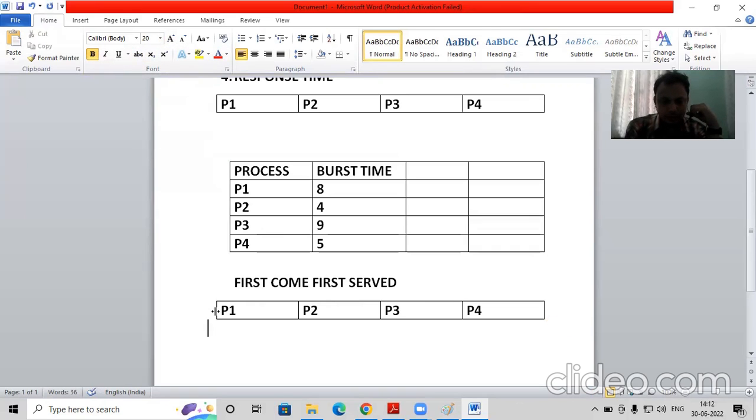If the time starts from 0, then P1 takes a total of 8 milliseconds. Now P2 will take 4 milliseconds, so 8 plus 4 means 12. Now P3 will take 9 milliseconds, so 12 plus 9 means 21. Then P4 will take 5 milliseconds, so it will end at 26 milliseconds.